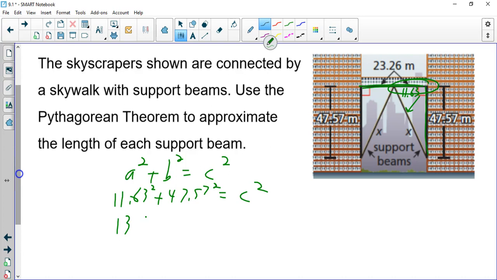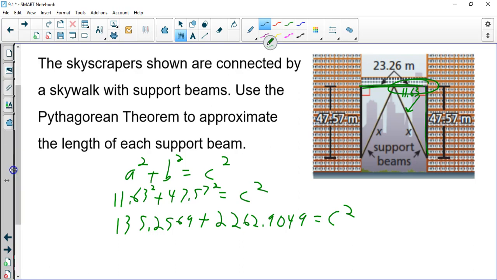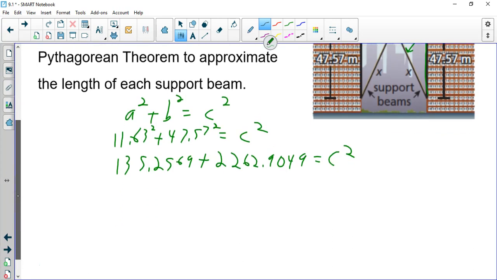So this is 135.2569. In this case, it's probably a good idea to leave the decimals and wait till the end. And then 47.57 squared is 2,262.9049. Okay, so now we're going to add those two together. You don't want to round here and then round later because you're getting further away from the answer. It's best on something like this, especially with measurement and engineering, to be as exact as possible.